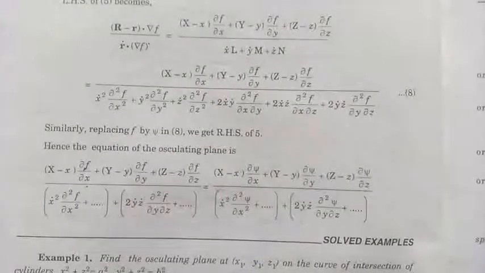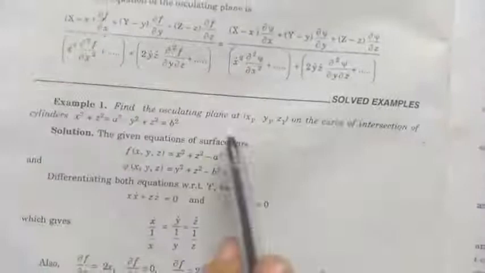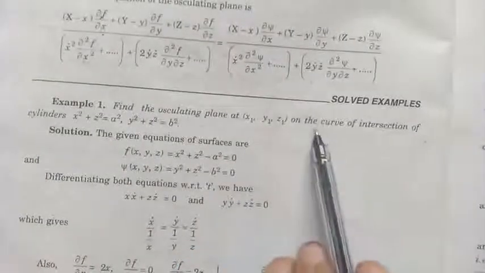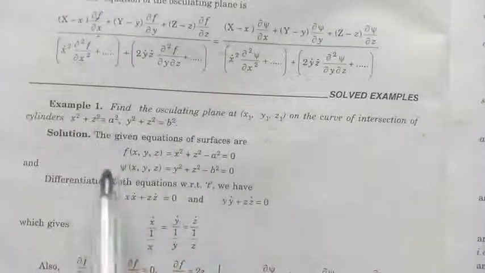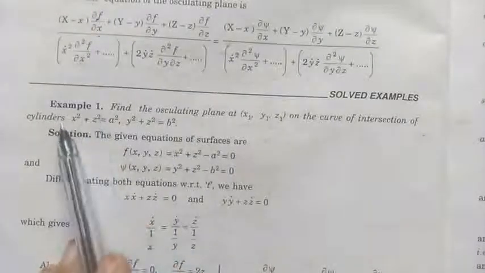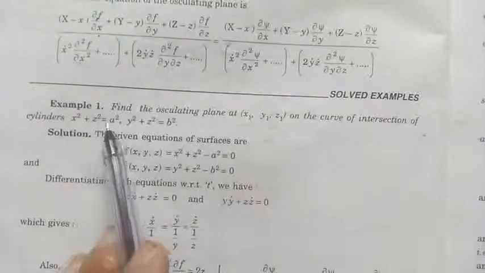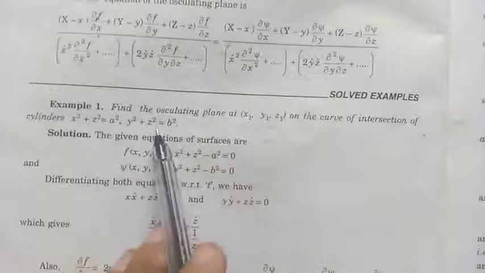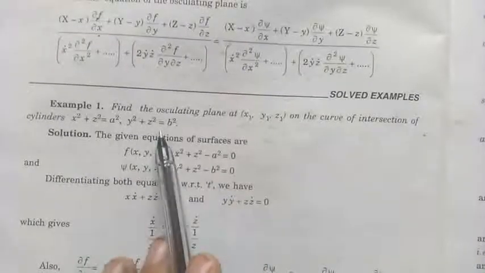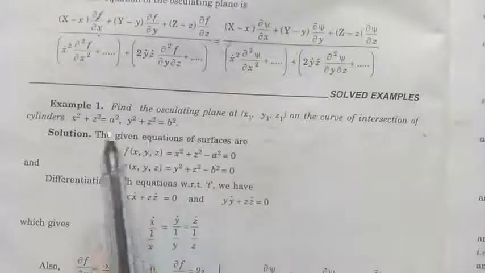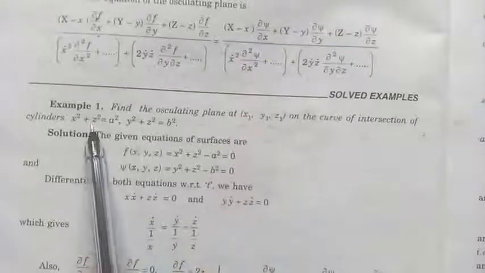Let us see by an example how to find the equation of osculating plane at any point on the curve of intersection of two given surfaces. So we are given two cylinders here having the equations x square plus z square is equal to a square and y square plus z square is equal to b square. These are the two surfaces.